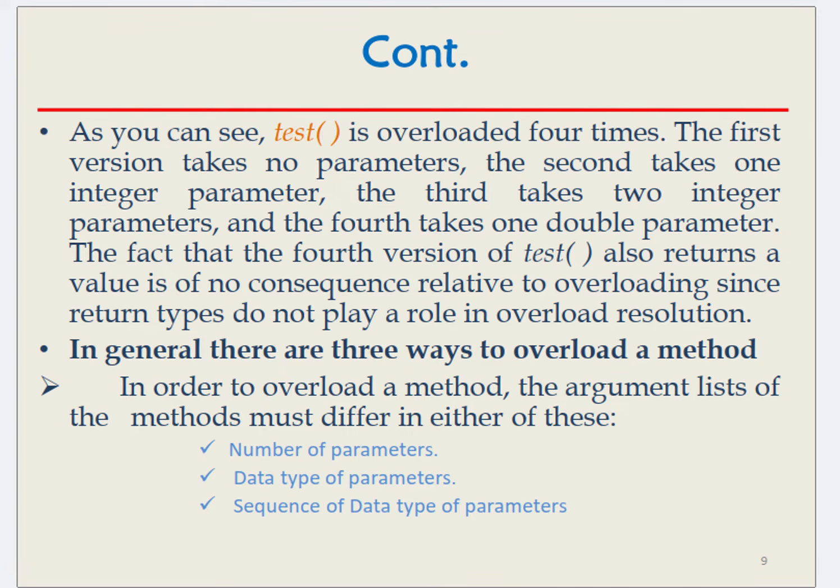In general, there are 3 ways to overload a method. In order to overload a method, the argument lists of the methods must differ in one of these: number of parameters, data type of parameters, or sequence of data types of parameters.